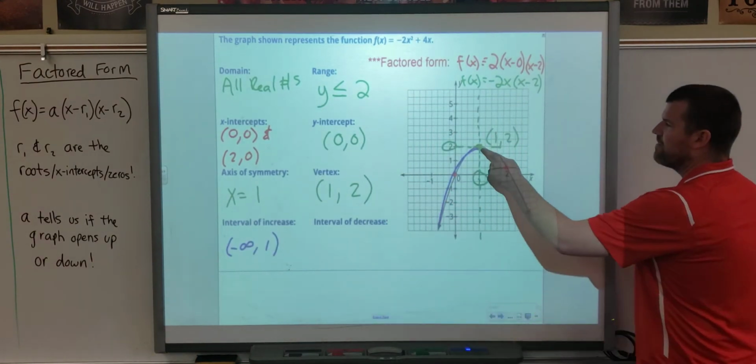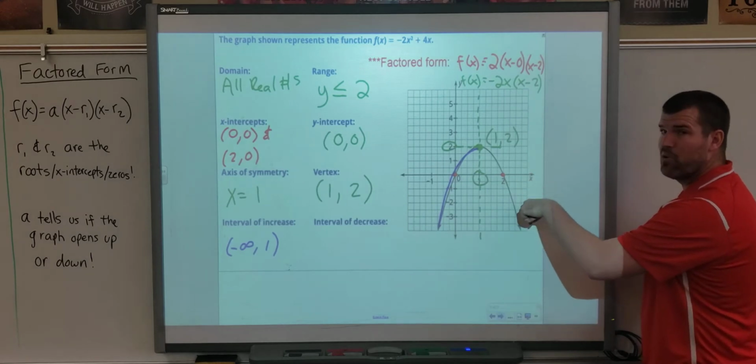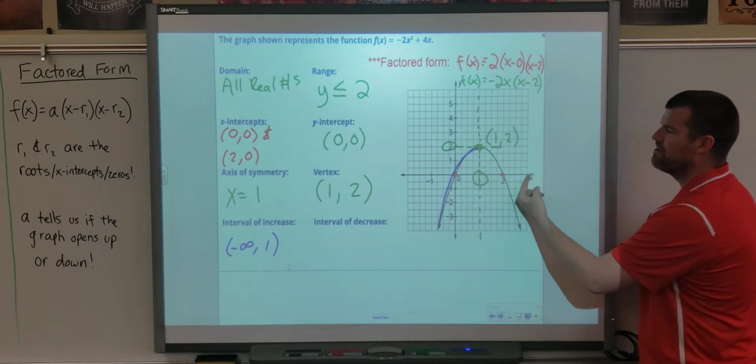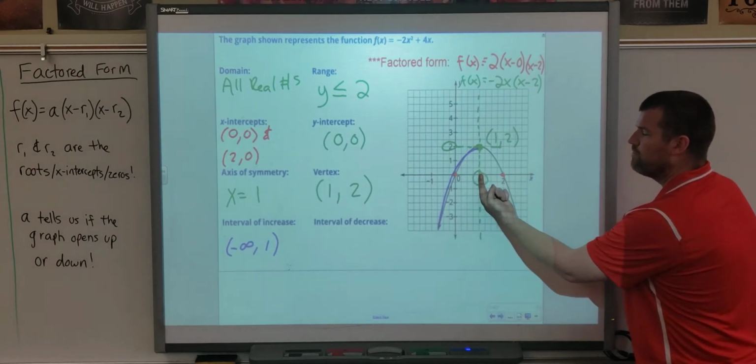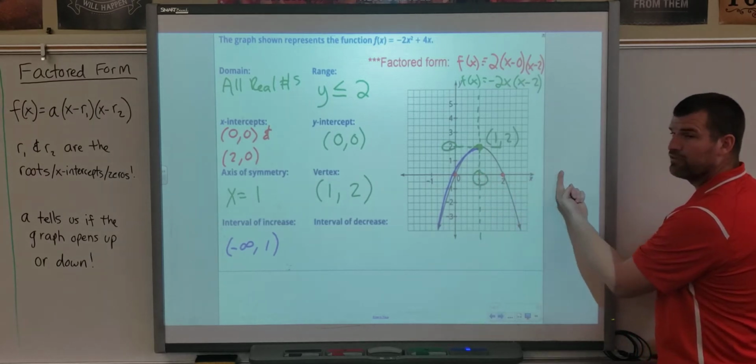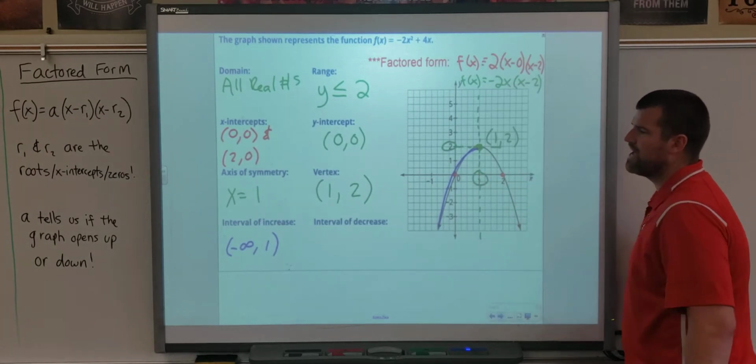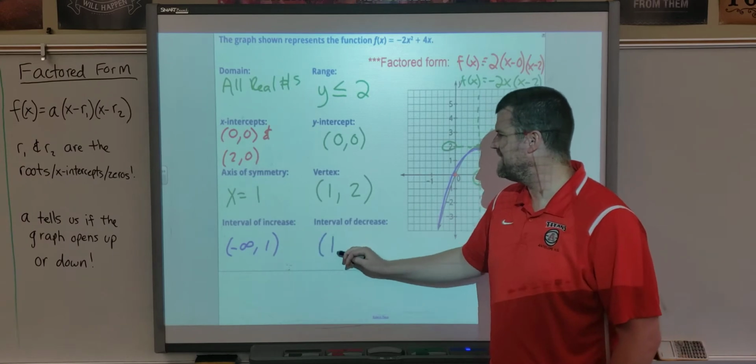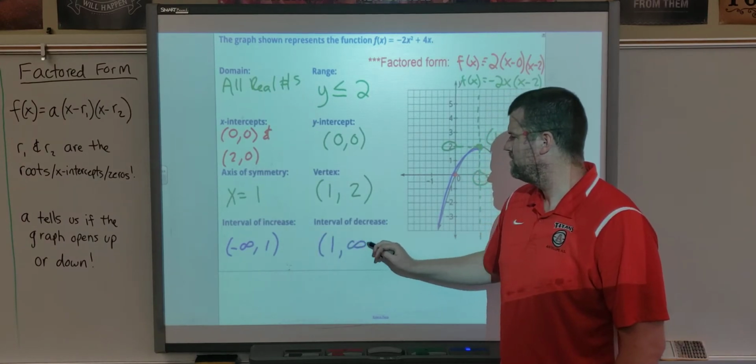And then the rest of the graph goes down. So I know it's pointing down, but we're looking at the x values. So from an x value of 1 all the way until forever, this graph will be going down. So the interval of decrease is 1 to infinity.